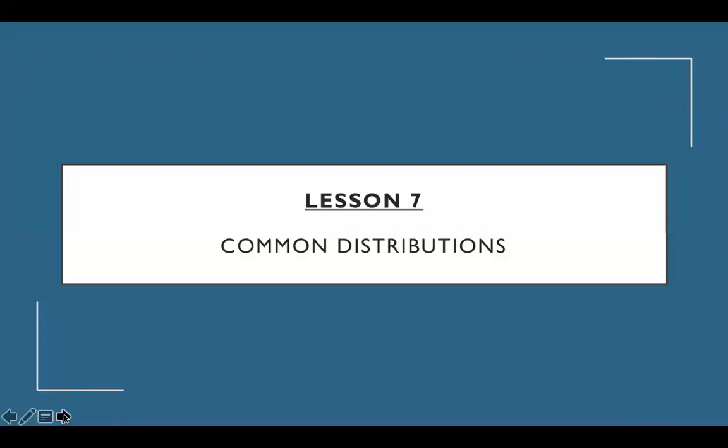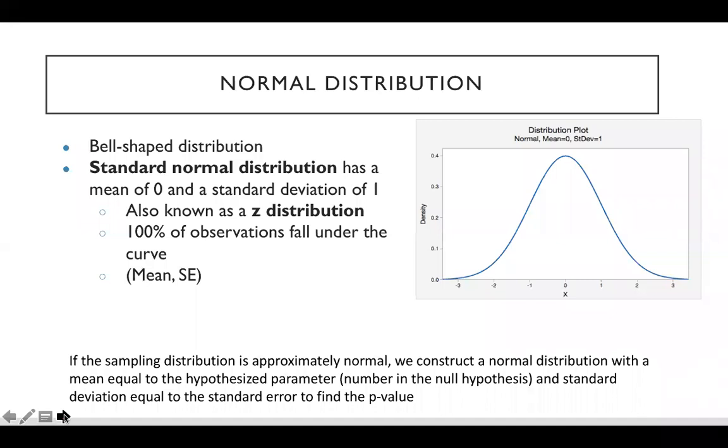Alright, we're halfway there, on to lesson 7, common distributions. So you guys know about the normal distribution. It's the bell-shaped distribution. It has a mean of 0 and a standard deviation of 1. It's also known as the z-distribution, and 100% of observations fall under this curve.